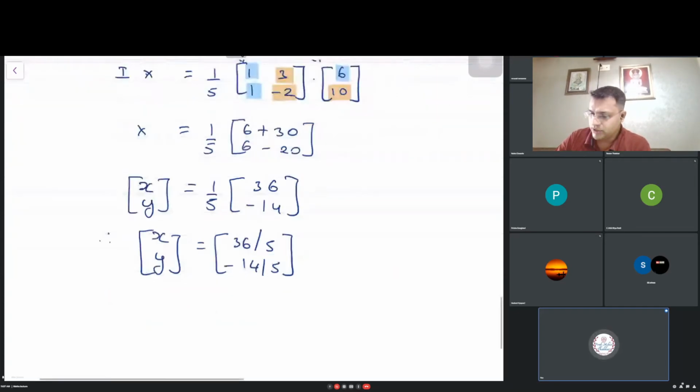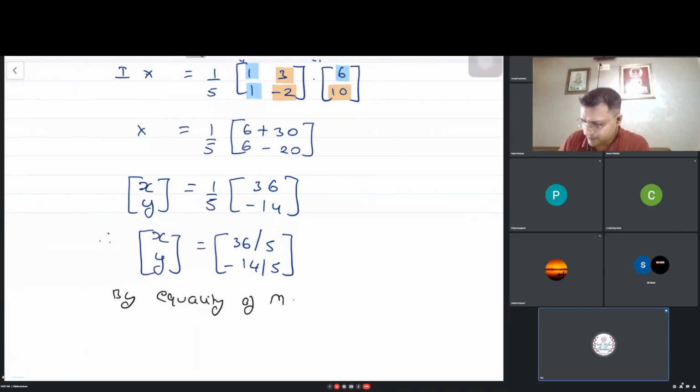So yeah, now the last step, according to which I will say by equality of matrices, X has a value 36 by 5, Y has a value minus 14 by 5.